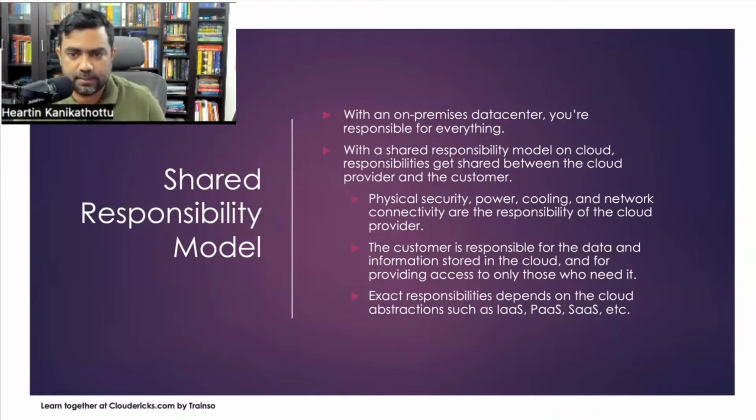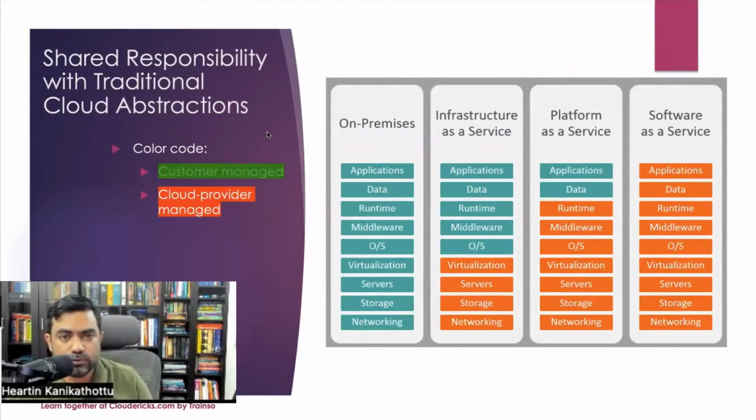IaaS, PaaS, SaaS, etc. To understand this, we can quickly go through this diagram. On premises, everything is your responsibility. The customer manages the green ones: application, data, runtime, middleware, OS, virtualization, servers, storage, networking. Everything is your responsibility to manage. With infrastructure as a service, virtualization, servers, storage, and networking are all managed by your cloud provider, and the rest, operating system, middleware, runtime, data, and applications, is your responsibility. With platform as a service, everything up to runtime is managed by your cloud provider, and the rest, your data and applications, you have to manage.